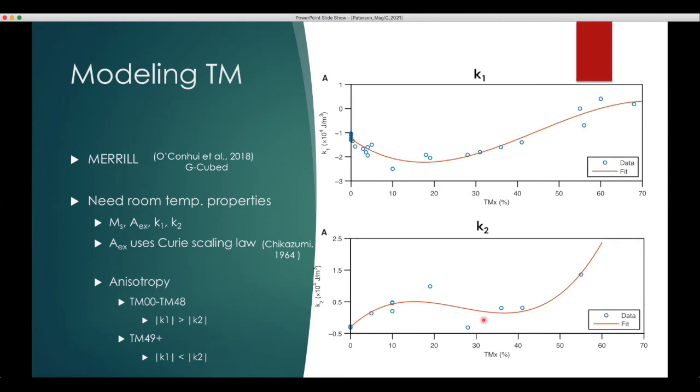But there's a couple of interesting things to get out of these properties. We can see that from TM0, magnetite, up to about TM50 or so, the K1 anisotropy constant dominates. And this suggests that we have essentially cubic anisotropy where the easy axis is oriented along the 111 axis. As we get to higher composition, this flips and K2 becomes dominant. So we move to a 100 easy axis.